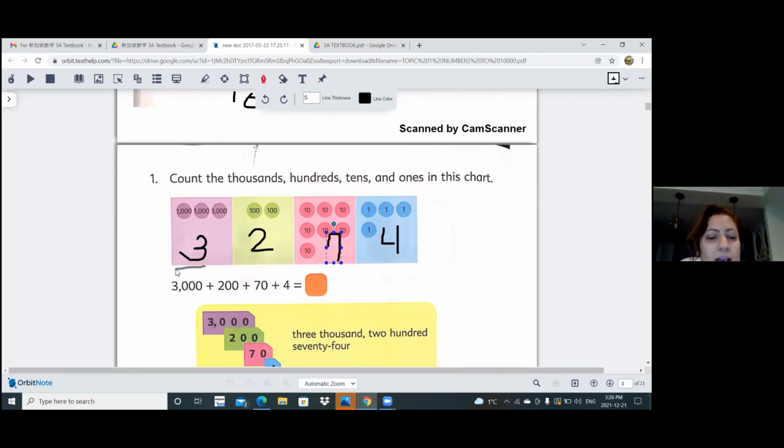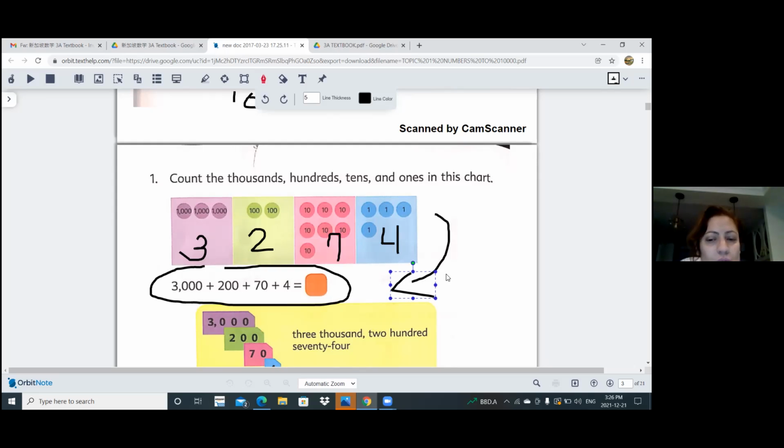Now, here's what it looks like in expanded form. We see how it's written out with the zeros, 3,270 plus 4. What would this look like in standard form? Does anybody know? What would this look like in standard form? Michael? Just the zeros? Or do you mean take away the zeros? Yeah, we got to take away the zeros.